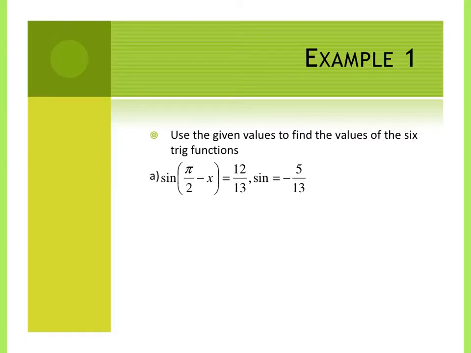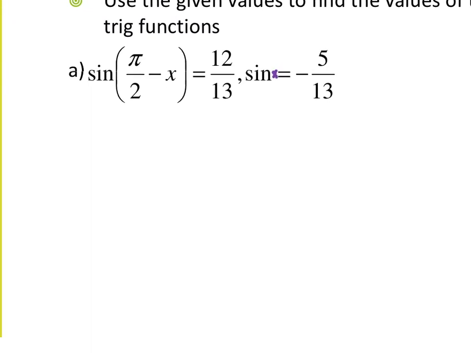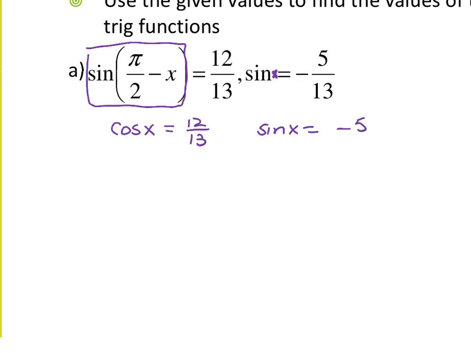Okay, so this first one says use the given values to find the values of the 6 trig functions. So this time it says that the sine of pi over 2 minus x equals 12 over 13, and the sine of x equals negative 5 over 13. So when we see sine of pi over 2 minus x, what do we sub in for that? Cosine of x. So this is telling me that cosine of x is 12 over 13, and that the sine of x is negative 5 over 13.